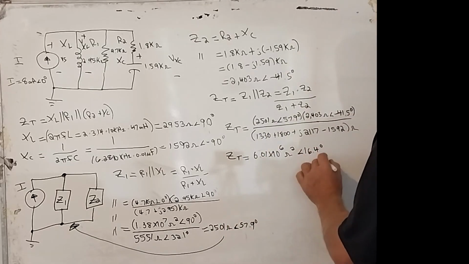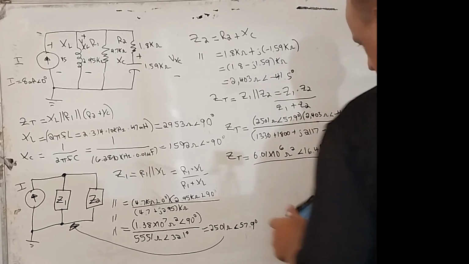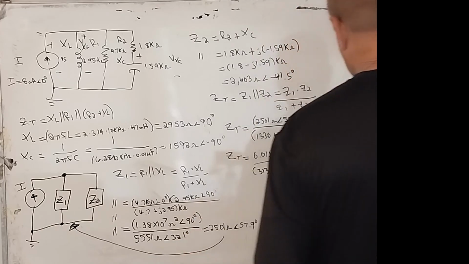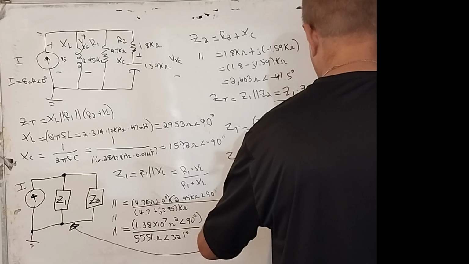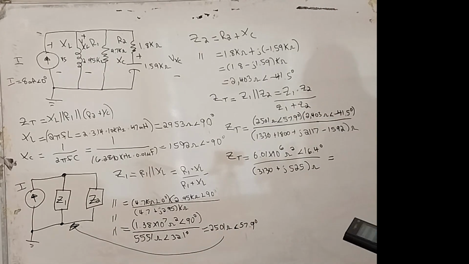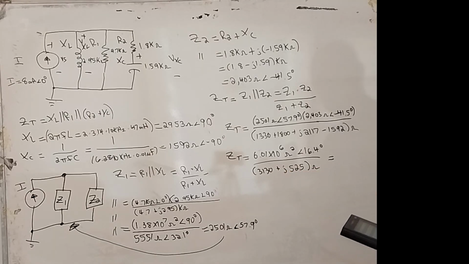So let's get 16.4 degrees here, and we're going to divide that by 1330 plus 1800, 3130 plus J of 526, 525, and that's going to be equal to whatever this Pythagorean theorem is, that value. Let's do that first. 3130 squared plus 525 squared. We get 3174.